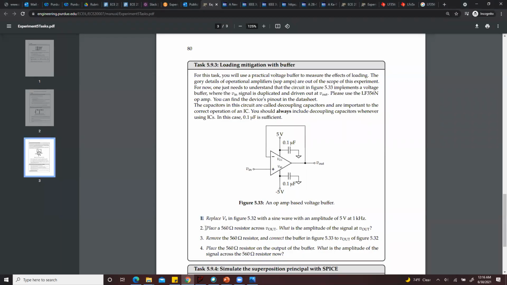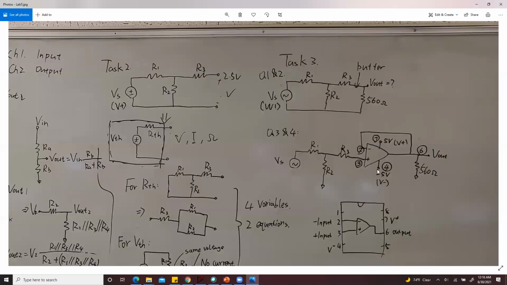Okay, so that's question 1 and question 2. Then for question 3 and question 4, you will need to put a buffer in between this resistor and your equivalent circuit. This part is the buffer. You can always build a buffer with an op amp.